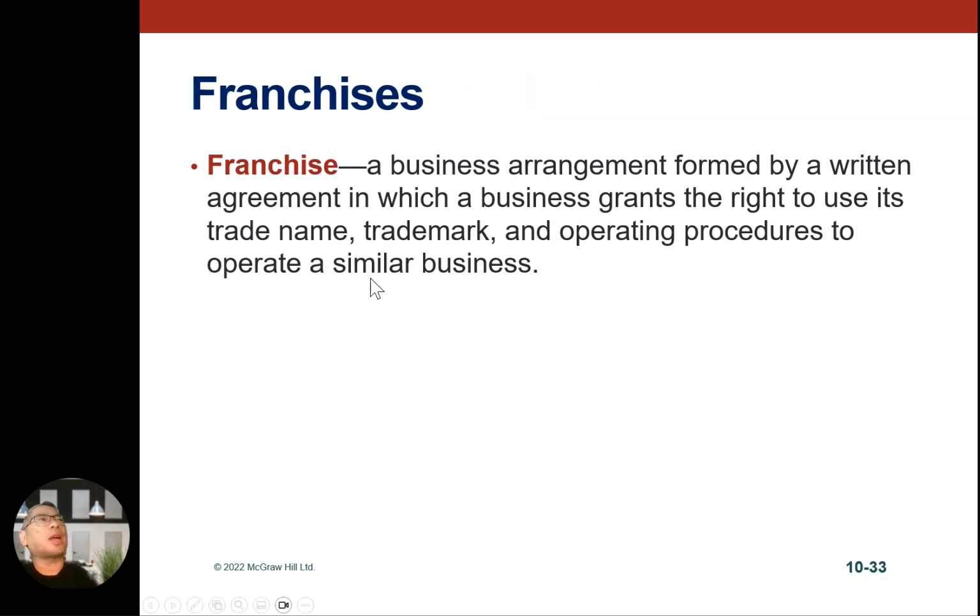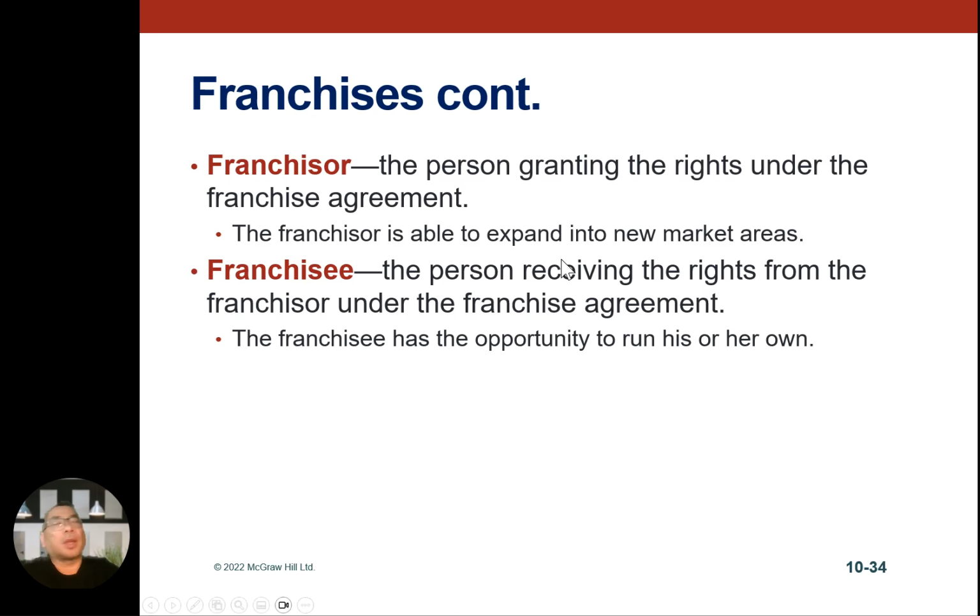A franchise is a business arrangement formed by a written agreement in which a business grants the right to use its trademark, its name, mark, and operating procedures to operate a similar business. The franchisor is the person granting the right under the franchise agreement. The franchisor is able to expand into new markets. An example here is Tim Horton, which is owned by TDL, so the franchisor will be TDL.